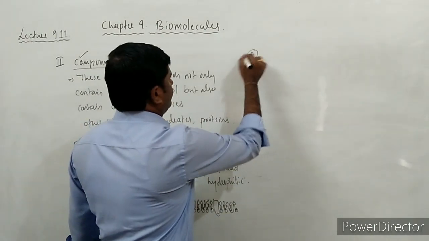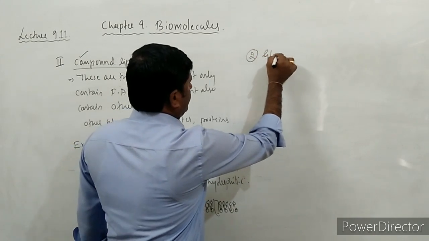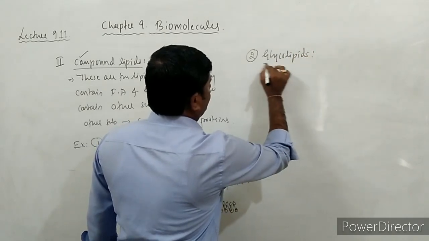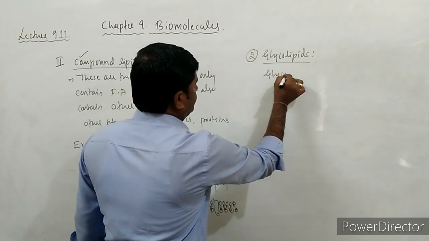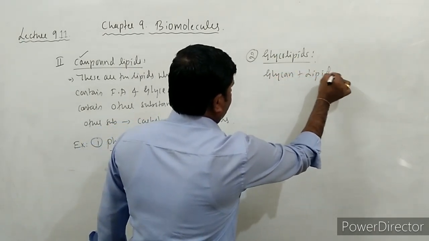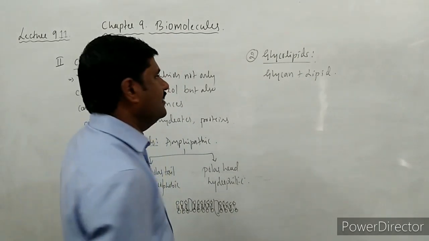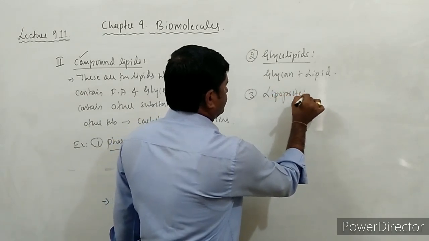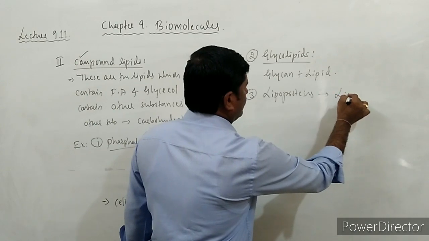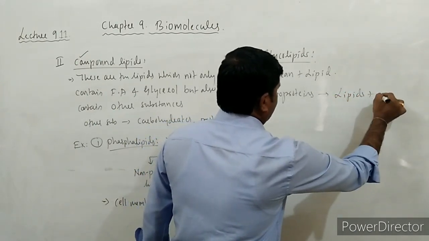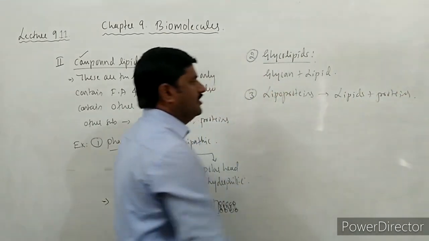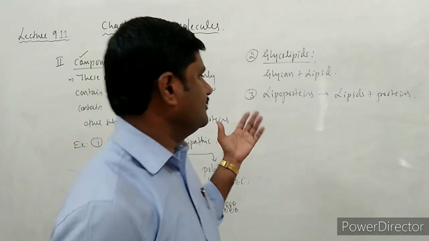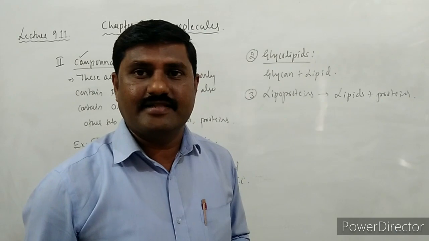And the second type of compound lipids, what is that? Glycolipids, right? Glycolipids are also there. Here glycans plus lipids together form glycolipids. And the third one, lipoproteins. What is lipo? They are nothing but lipids plus proteins, together forming lipoproteins. They are usually present in yolk itself as well as blood, etc. Right? Lipoproteins are there.